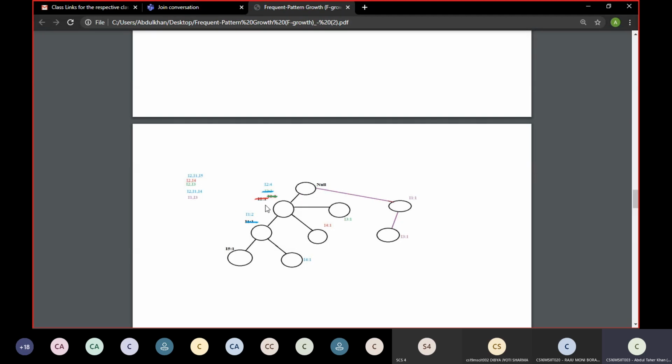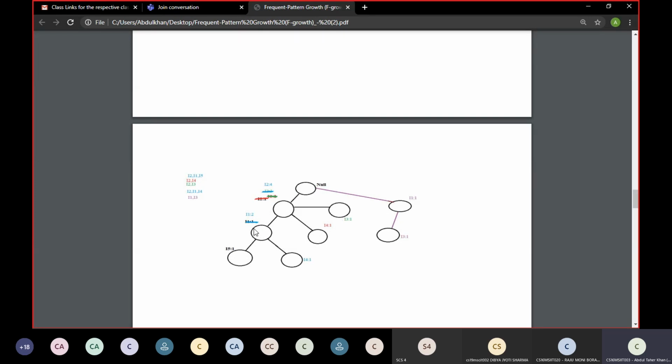Means from the null node we do not have I1, but we have I2. So we'll create another node on the right hand side. Right hand side means I3, and the initial count of I1 will be 1, and I3's initial count will be 1. Okay, because we have created it on the right hand side, because we do not have the I1 node from the null node.